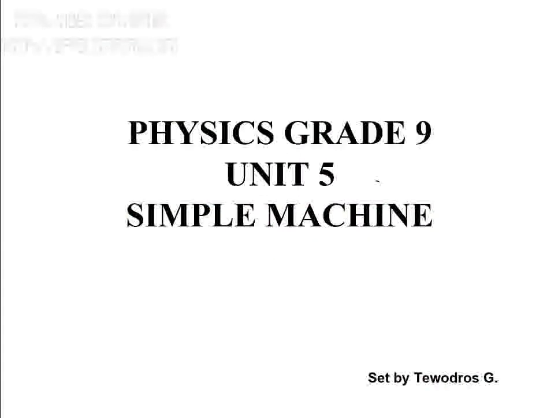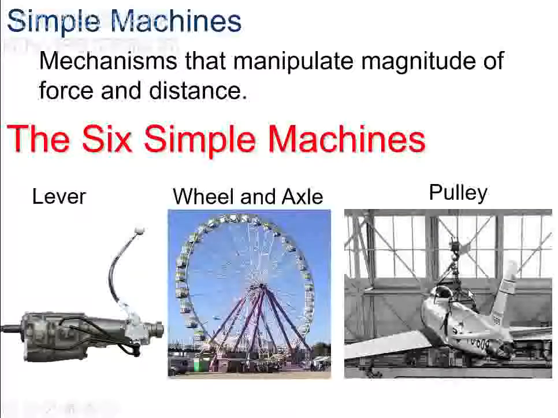Okay, hello students, my name is Roskiza and I'm your physics teacher. Today we'll see about grade 9 physics, that is simple machines. This is unit 5 of grade 9. When we say simple machines, we mean mechanisms that multiply or manipulate magnitude of force and displacement. We have 6 simple machines.